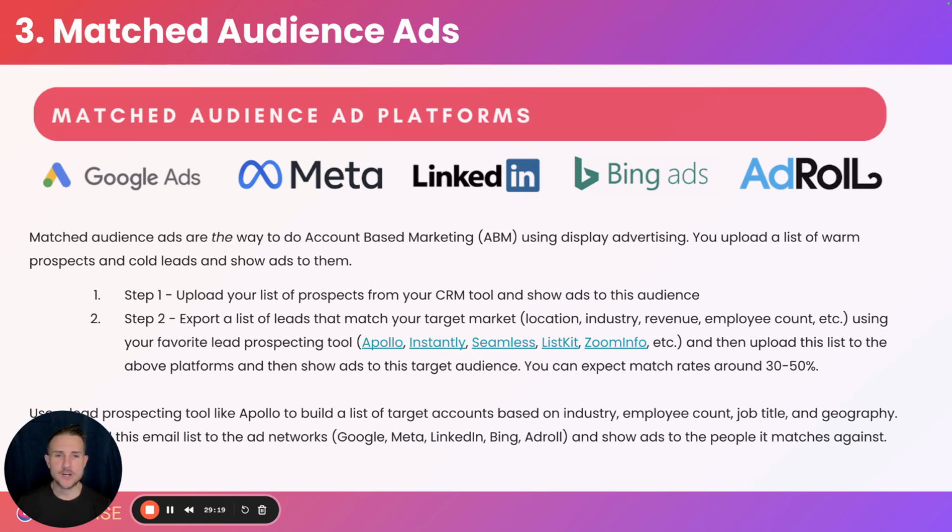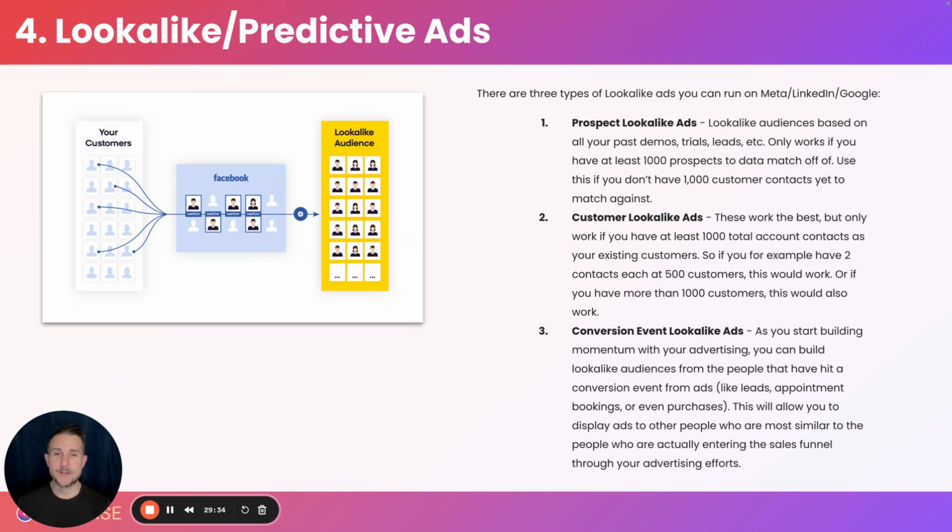Then you want to do matched audience ads. This is your ABM lead list matched audience ads. Upload your prospects from your CRM tool, upload your prospects from your ABM list, from your Apollo, Instantly, Seamless, etc. Then after you've set that up and begun to become omnipresent in your field, you'll want to test lookalike ads. You can do lookalike ads on Meta, and you can do predictive ads on Google and LinkedIn. Same thing, essentially. Different name.